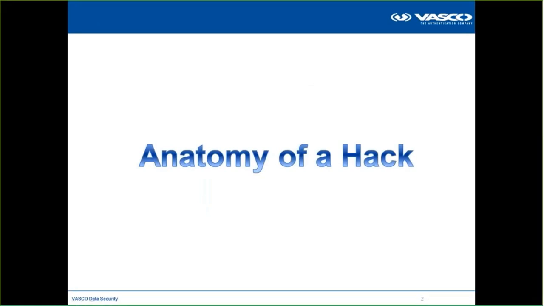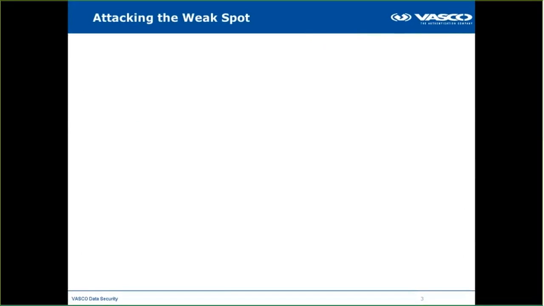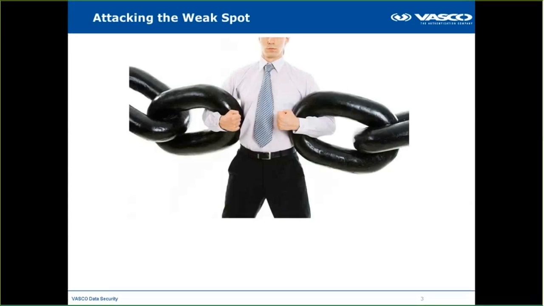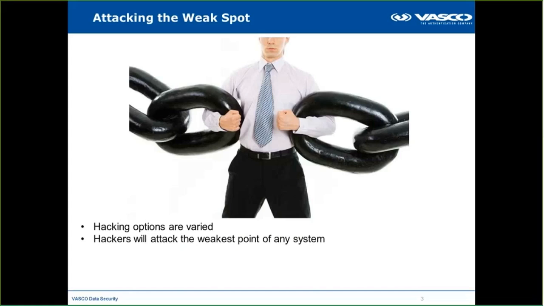What we'll have a look at now is the next steps in this, which is what do hackers do when they're hacking? They basically look to attack the weak spot. So hacking options are varied to your hackers that are out there. There's lots of ways of doing things. There's lots of malware and programmatic things that you can do to hack into systems, and they're all different types of hacking methods. But generally, attackers will go for the weakest point of any system. And in general, that weak spot is the human element.